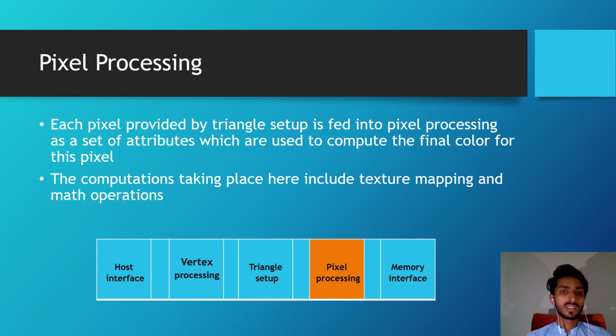Now the fourth one is pixel processing. Each pixel provided by triangle setup is fed into pixel processing as a set of attributes which are used to compute the final color for this pixel. The computations taking place include texture mapping and math operations.